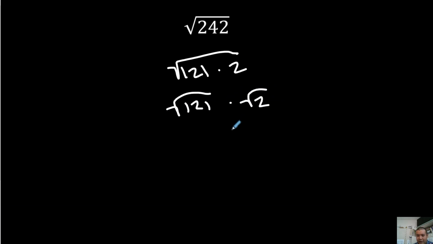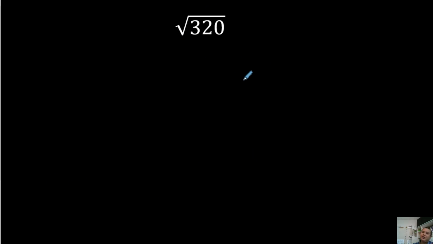Square root of 2, obviously can't do that, so it's just going to be 11 square root of 2. No other perfect squares fit into here except for 1. And so we're going to move on. This is our final answer. Let's take a look at this one.